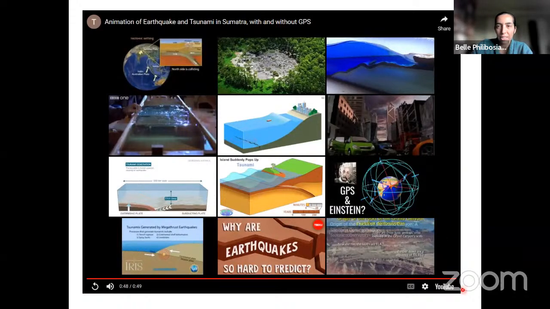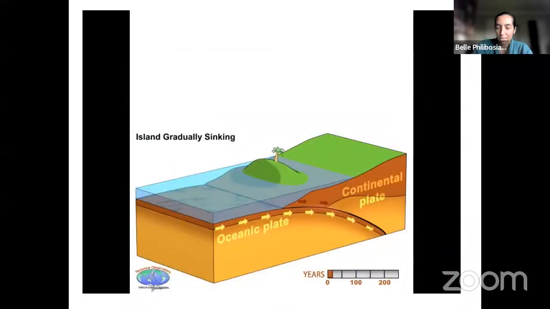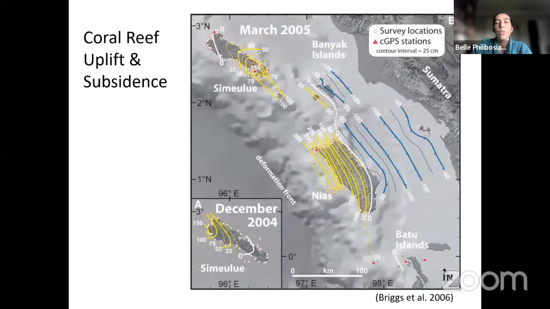If I can go to the next slide here. Okay, so during the 2005 earthquake in the islands of Nias and Simeulue, this is a map showing the yellow areas which were uplifted during that earthquake, and in the blue areas, they subsided.